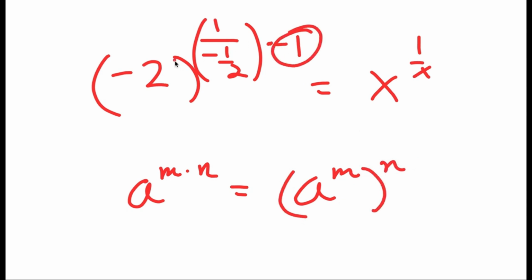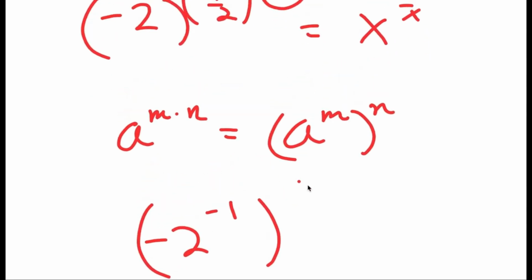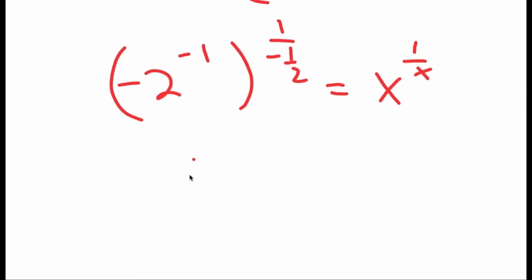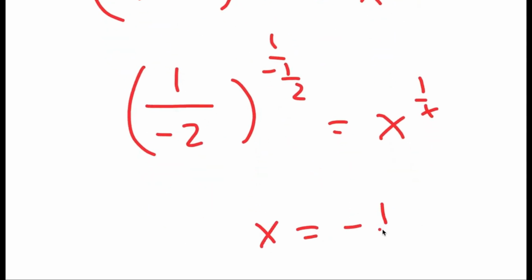So this negative 1, I'm going to move to be an exponent of negative 2. So I get negative 2 to the power of negative 1 to the power of 1 over negative 1/2 is equal to x to the power of 1 over x. And negative 2 to the power of negative 1 is 1 over negative 2. So my solution here is negative 1/2.